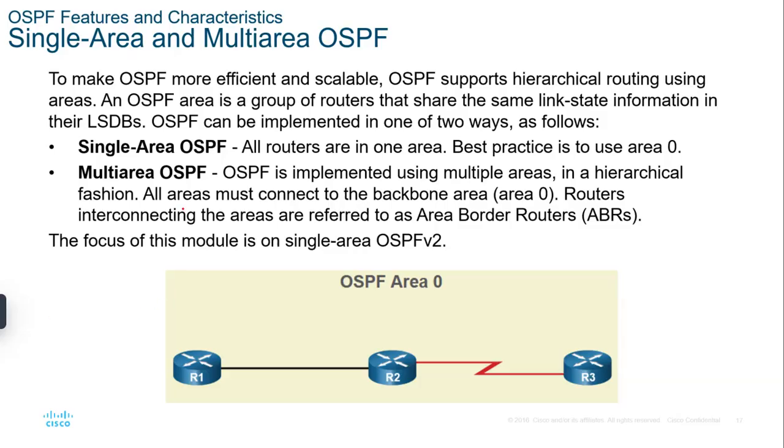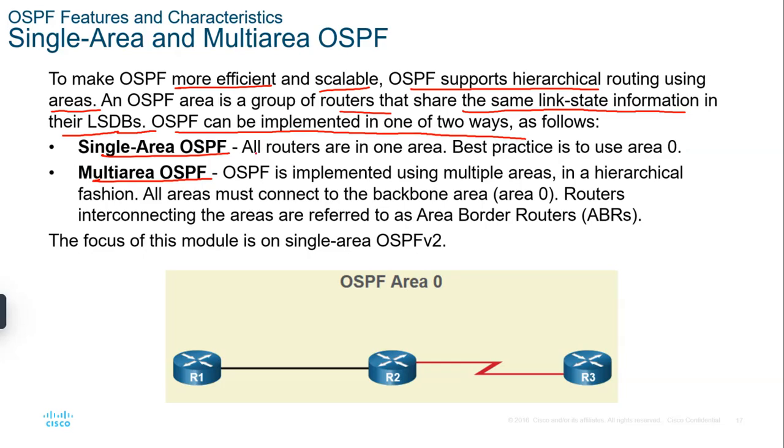Single area and then multi-area OSPF. So to make OSPF more efficient and scalable, OSPF supports what we call hierarchical routing using areas. An OSPF area is a group of routers that share the same link state information in their link state database. So OSPF can be implemented in one of the following ways: single area OSPF or multi-area OSPF.